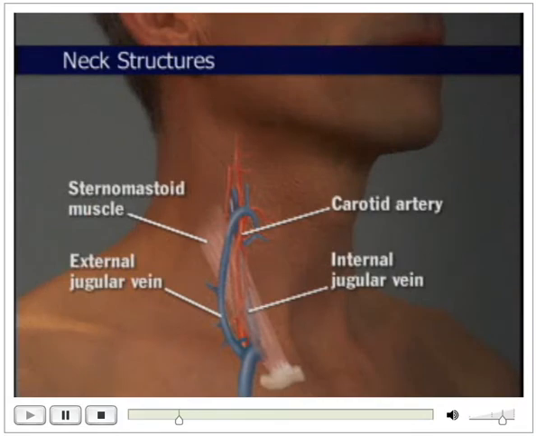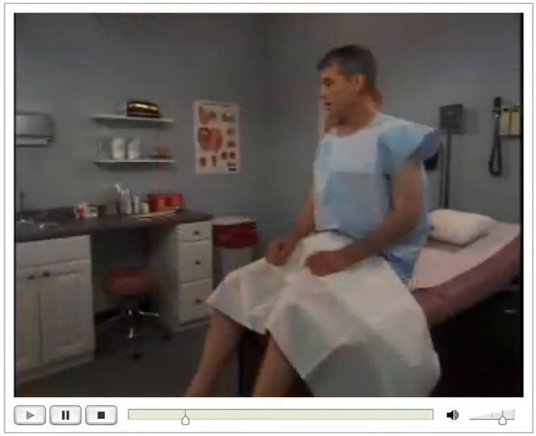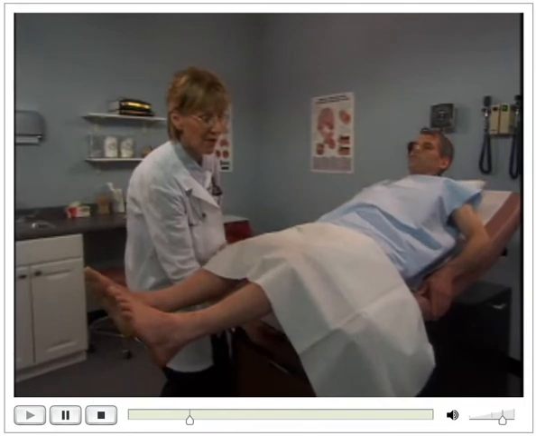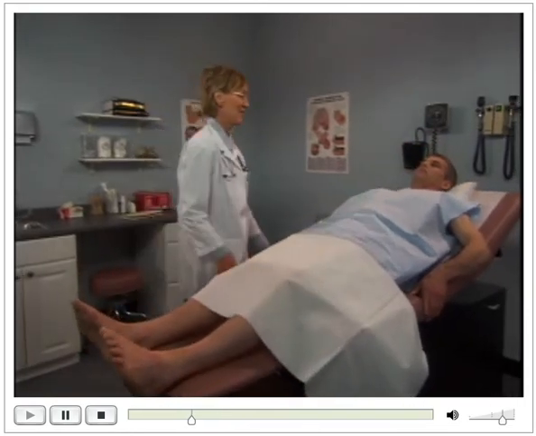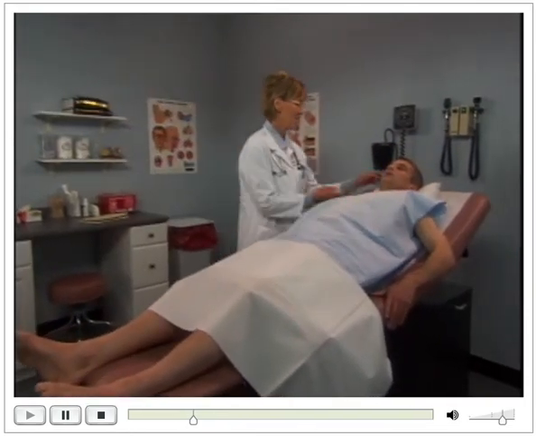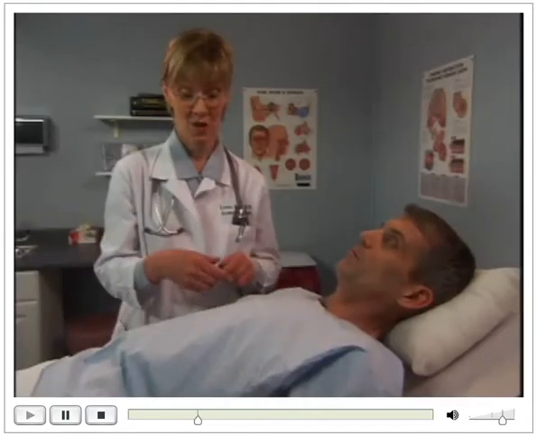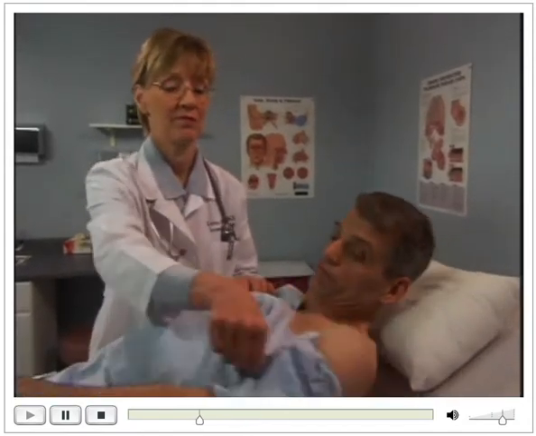The JVP is best assessed from pulsations in the right internal jugular vein. You can lie back for me. Raise the head of the examining table to 30 degrees, and with the patient supine, place the patient's head on a pillow to relax the sternomastoid muscles. Then adjust the patient's gown and drape.